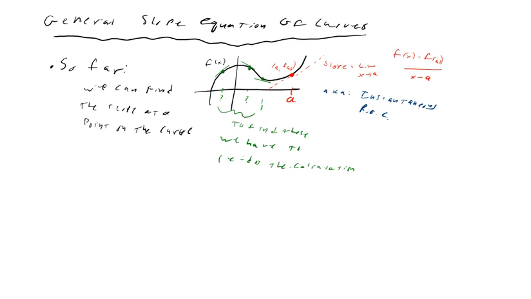It might be nice to be able to have an equation to find the slope. So it would be nice if we had an equation that would tell us the slope of any point. If I can figure out a formula to plug in the x value and out comes the slope. Plug in the x, out comes the slope. That would be nice.